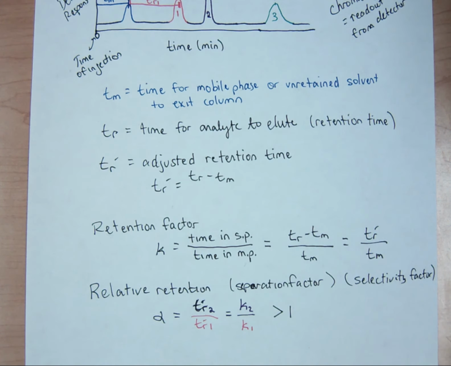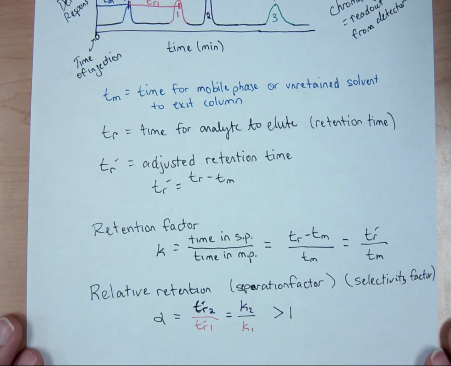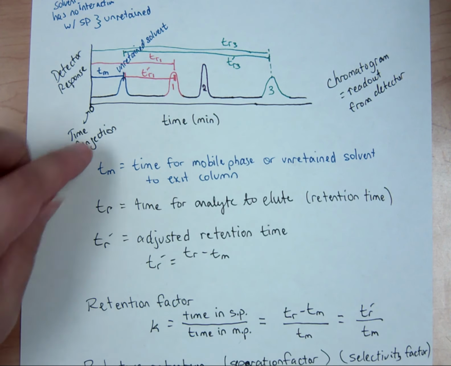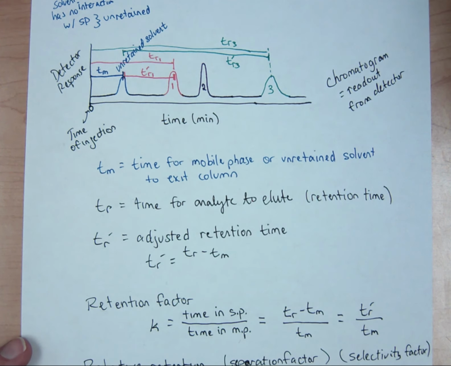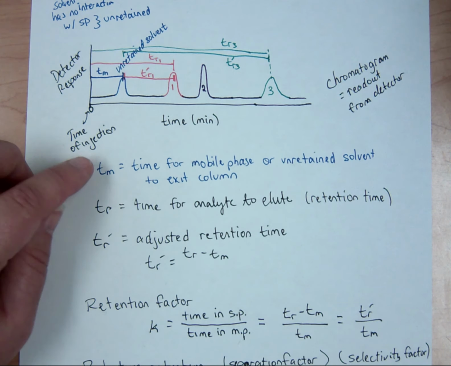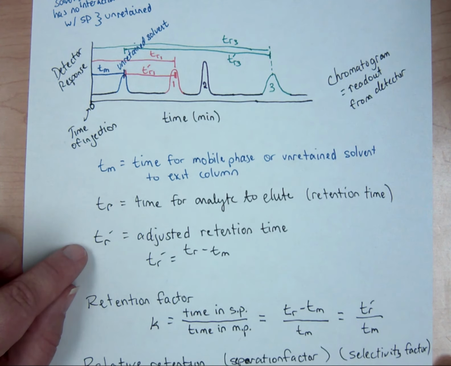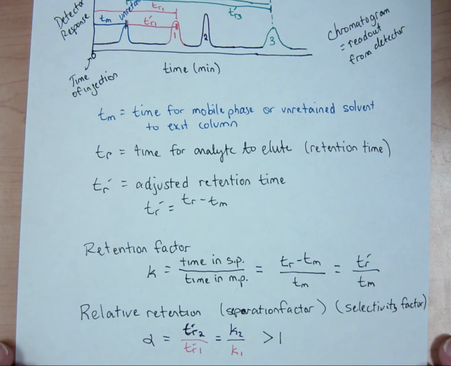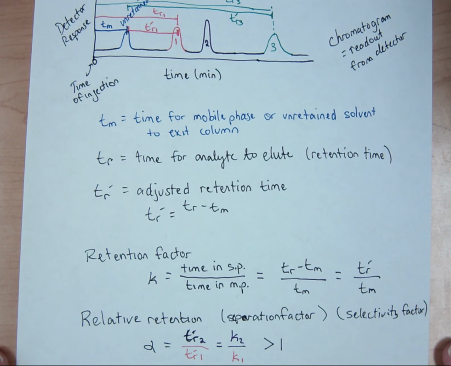Okay? So that's it for this video. In the group work, what you're going to do is take the same kind of example and a lot of these different factors and practice calculating out your TM, your retention time, your adjusted retention time, retention factor, and relative retention. So take a stop over to the group work, and you'll be able to kind of work through this example with all of those values.